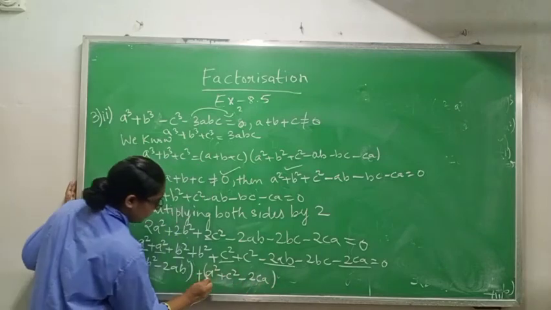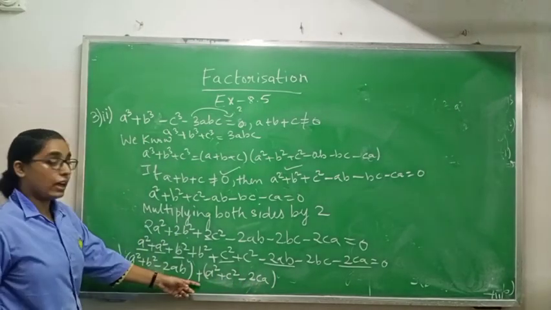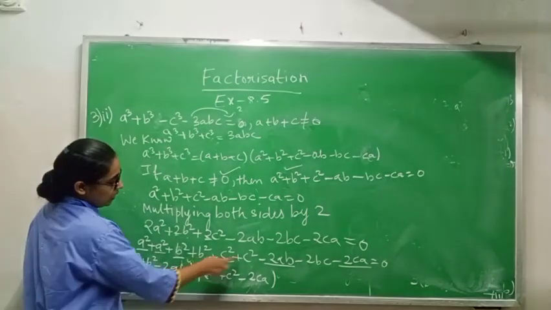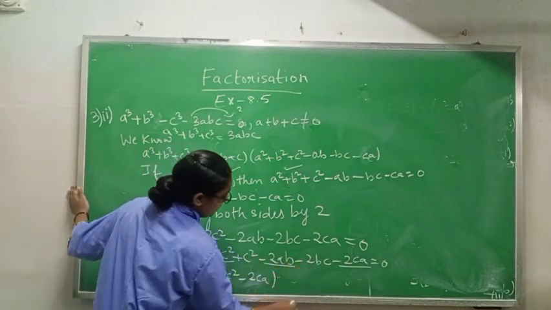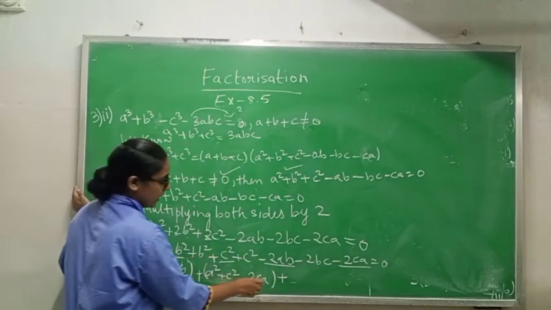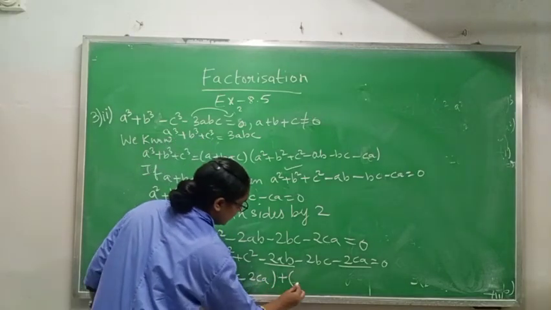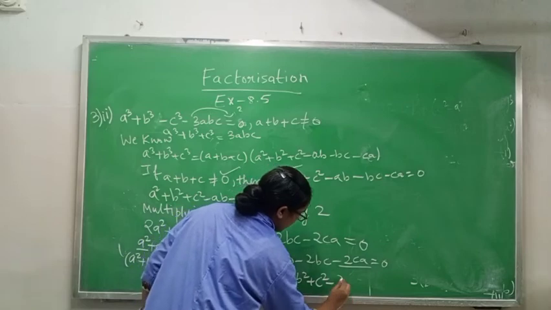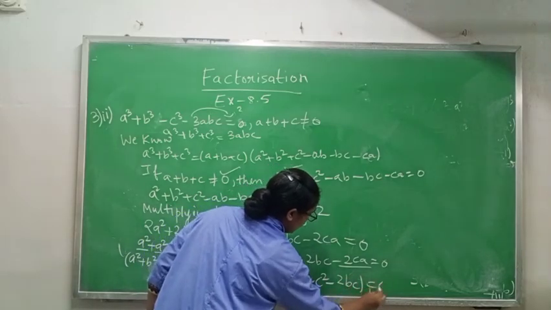We can write it inside the bracket and the sign will not change because we have a plus sign. Okay. Now what is that? b square plus c square minus 2bc. Again you have a plus sign before b square, so we can write plus here. If you are writing plus, the sign will not change. So b square plus c square minus 2bc equals 0.